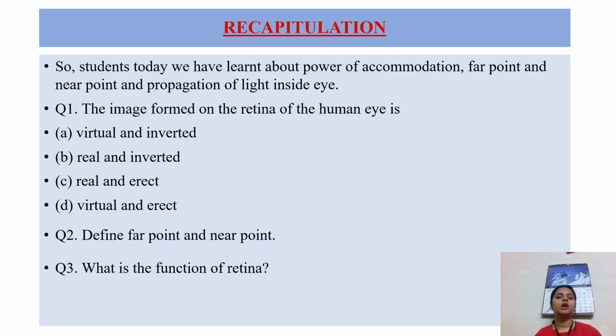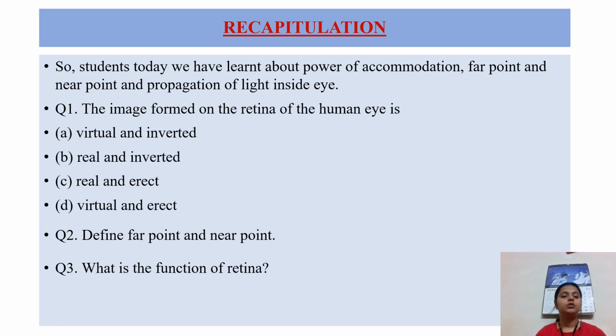Yes, students. So now it's time to recapitulate whatever we have studied. Today we have learnt about power of accommodation, far point and near point, and also the propagation of light inside the human eye. We have seen how light travels inside the human eye, and how the signal is transmitted from the eye to the brain.